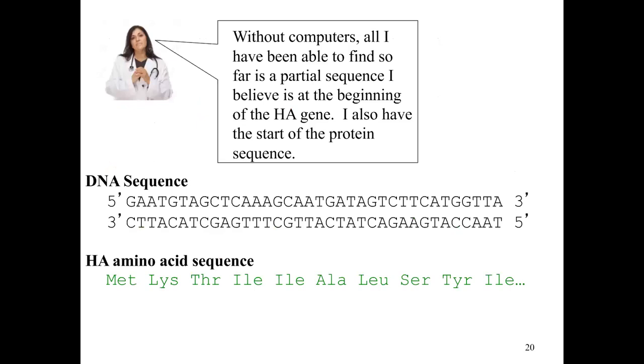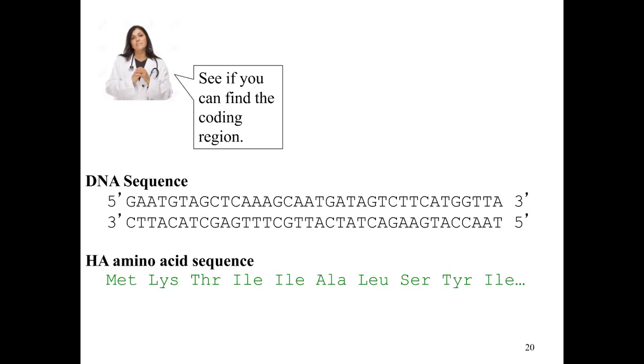Without computers, all I've been able to find so far is the partial sequence I believe is at the beginning of the HA gene. I also have the start of the protein sequence. So she gives us a DNA sequence. Remember, our DNA sequence is double-stranded, and we have the start of the amino acid sequence here. We see it starts with methionine, so that should tell you what you want to be starting with. See if you can find the coding region.